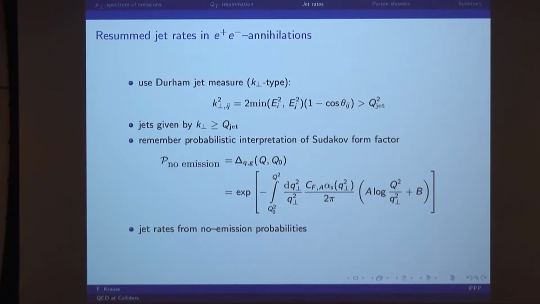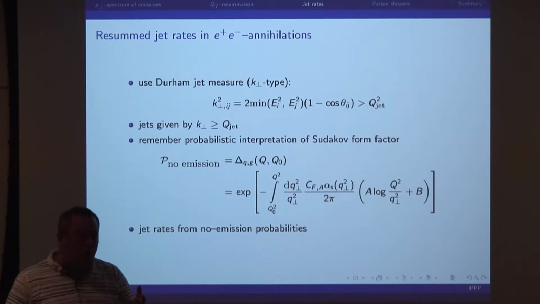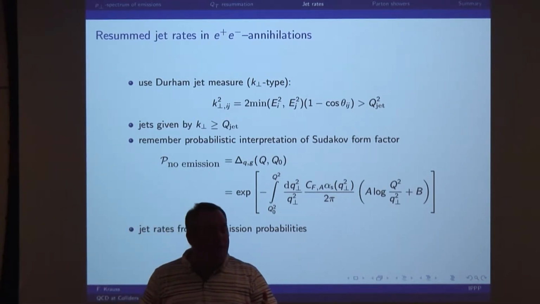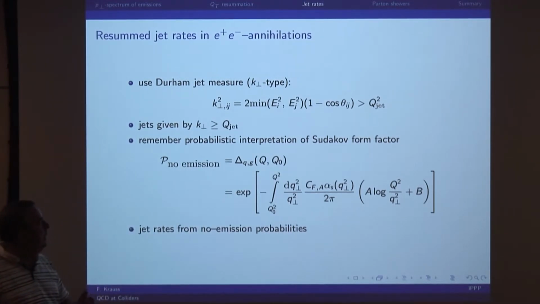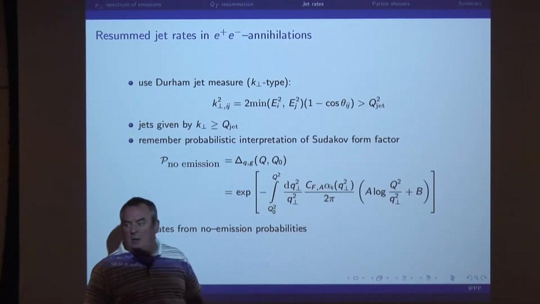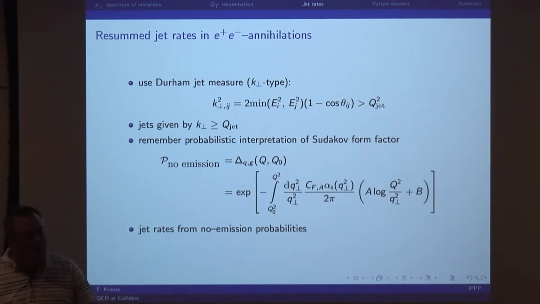Just to remind you, the logic is that you look at your partons and you cluster them backwards. You check for the pair with the smallest distance, and you make 1 parton out of 2 until the smallest distance is larger than Q jet, some scale. And then you stop and you say, well, now I have n jets, the n remaining partons.